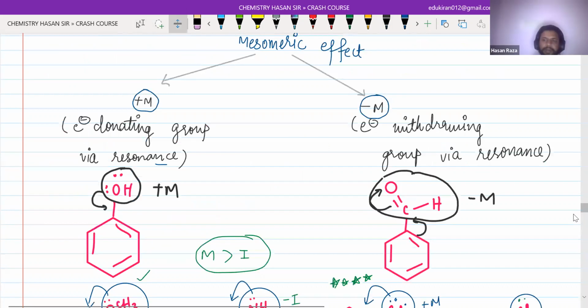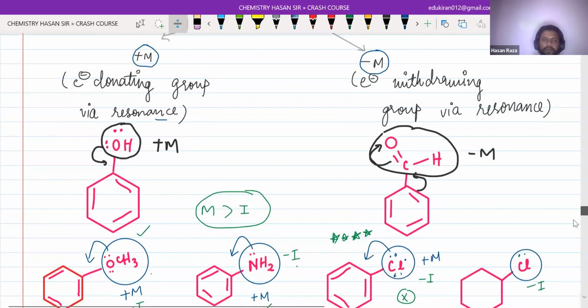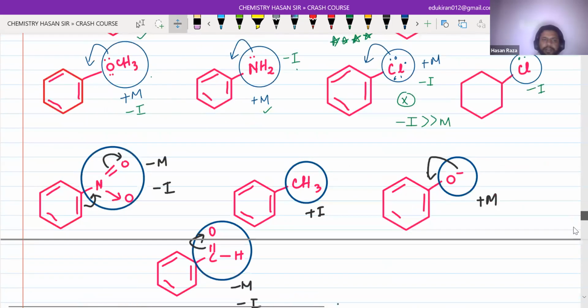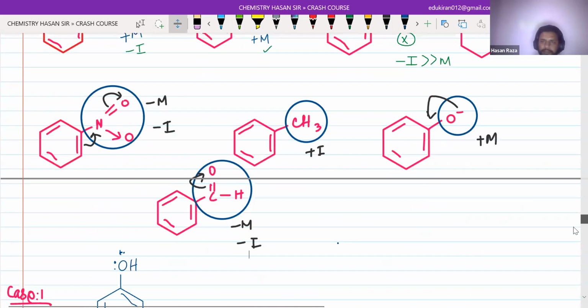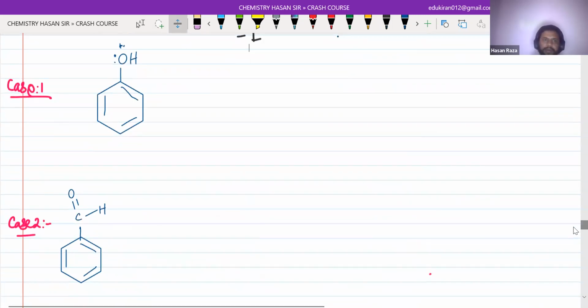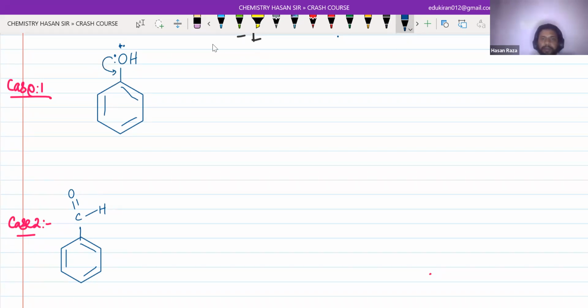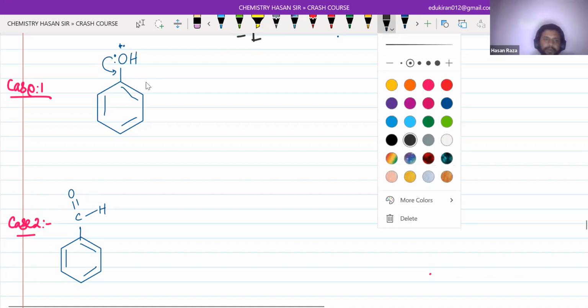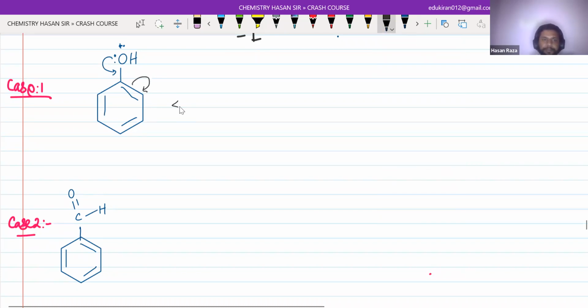Now, I'm going to draw a resonating structure of this. OH that will show plus M, and CHO that is a problem in aromatic compound. So you can see this will withdraw, this will donate electron. Wait a minute, just let me change the color. And this will be moving like this.